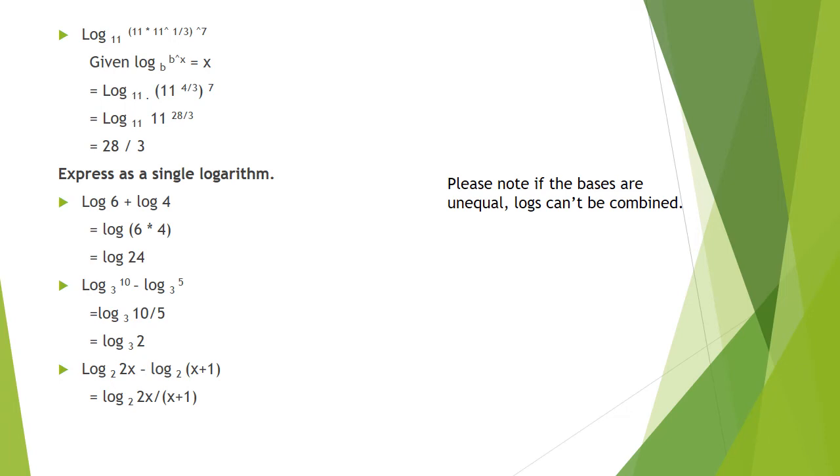Further questions and further examples follow the same format. Log 6 plus log 4 gives you log 6 multiplied by 4, which is log 24. Then log 10 to the base of 3 minus log 5 to the base of 3. So log to the base 3 is equal to 10 over 5, by the formula we've been using before, which gives you log to the base of 3 of 2. 10 divided by 5 is 2, and hence that's your answer.